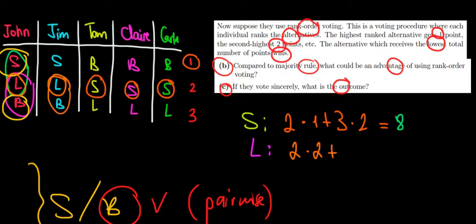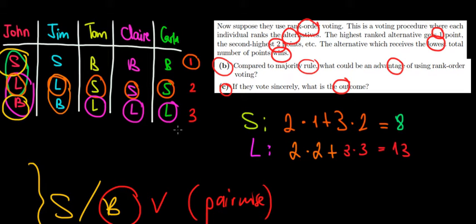Plus, what else do we know about L? L is the third option 3 times. 3 times 3. Let me change colors for that. 3 times 3 over here. We have 3 people and 3 points. 2 times 2 is 4, 3 times 3 is 9. 4 plus 9 is 13. We got that.